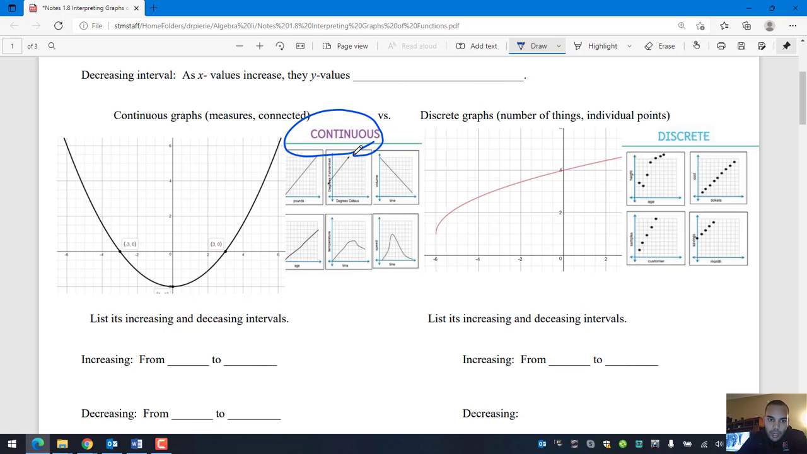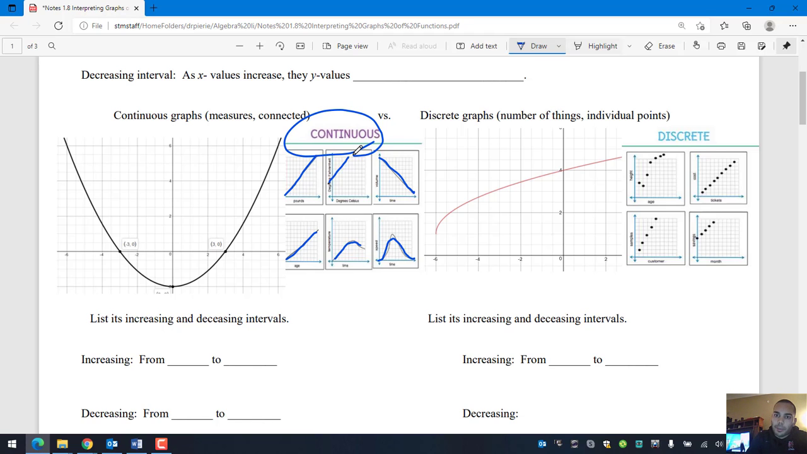So underneath this word continuous, we have 6 examples of continuous graphs. Each of these graphs can be drawn without picking up my pen or pencil the entire time. I start at the way left and I can draw it without having to pick up my pencil. That's what it means to be continuous. It can be drawn with one smooth line, one smooth stroke of your pen.